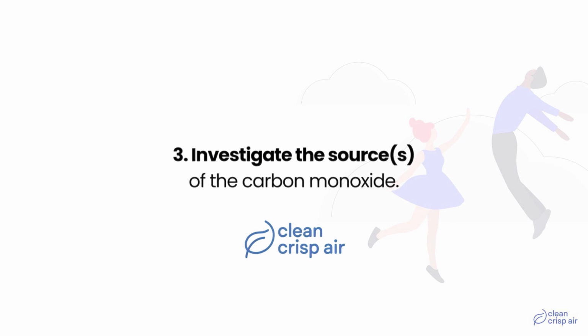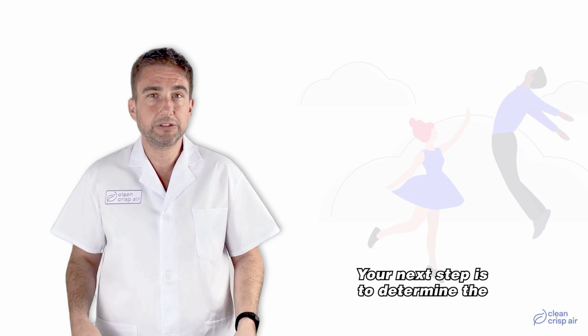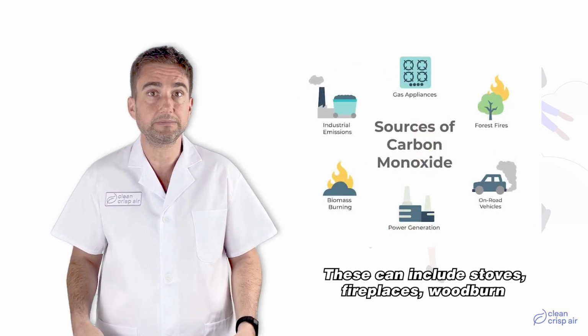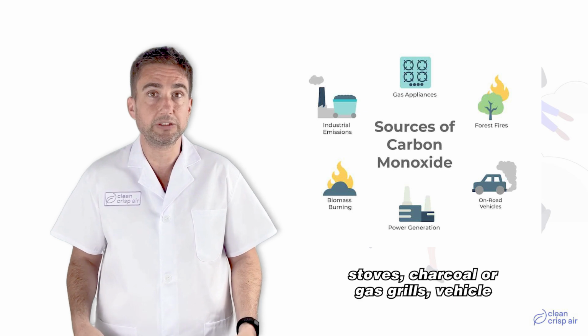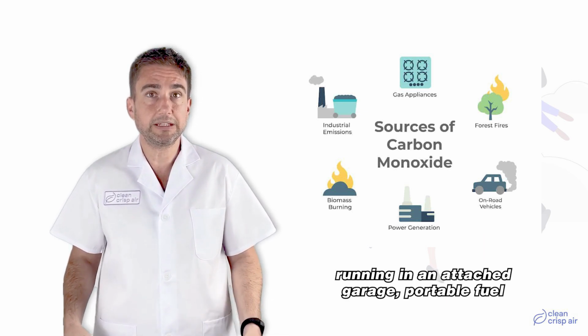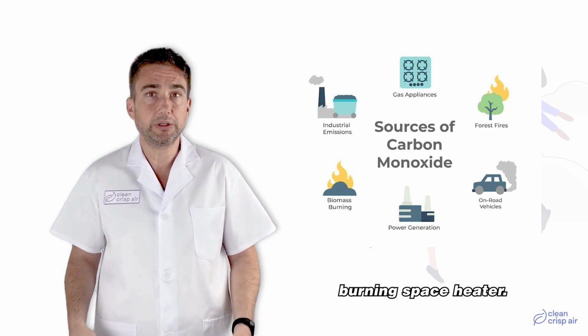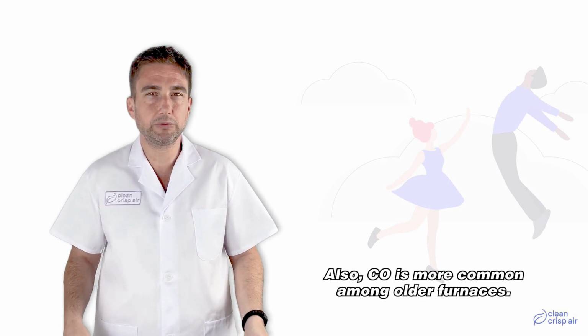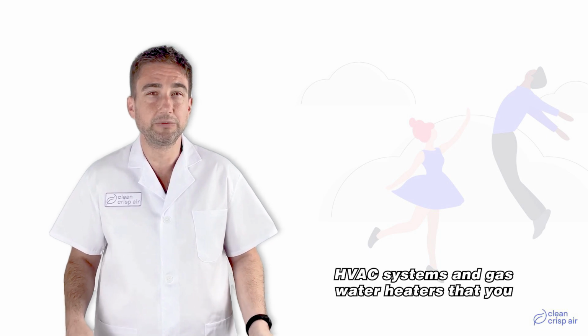3. Investigate the source of the carbon monoxide. Your next step is to determine the source of the gas. These can include stoves, fireplaces, wood-burning stoves, charcoal or gas grills, vehicle running in an attached garage, portable fuel-burning space heater. Understand that artificial heating is a significant contributor to carbon monoxide in a home. Also, CO is more common among older furnaces, HVAC systems, and gas water heaters that you have not vented well.